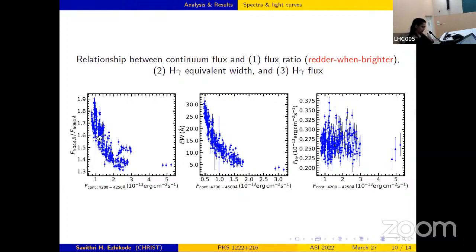And here, in the first plot, the flux density ratio also decreases as the flux increases, which shows a redder than brighter behavior. And this indicates the dominance of jet emission over the disk emission in the source as the source brightens, and this is the typical behavior that we expect in the case of FSRQs.